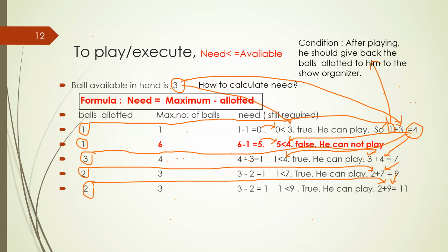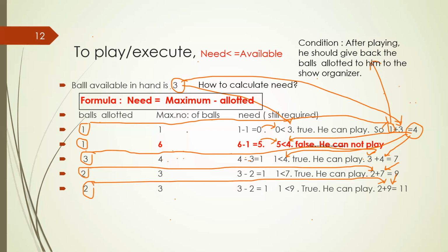Then go to the next magician. Balls allotted to him is 2. Max number of balls is 3. So 3 minus 2, 1. 1 less than 7. True. So he can play. Then he has to give back the balls allotted to him. So how many balls allotted to him? 2. So he has to return 2 balls to the show organizer. So 2 plus how many balls are available in hand? 7. So 2 plus 7, 9.